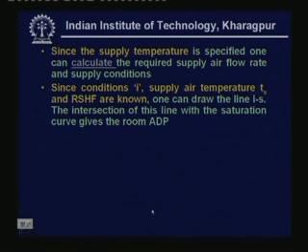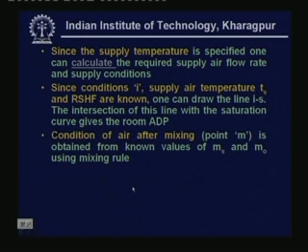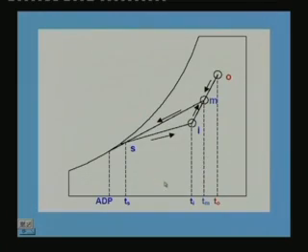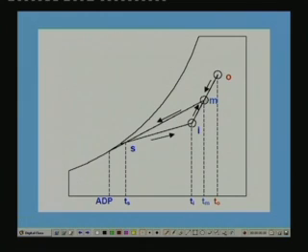One can draw the line IF from the known values of supply temperature and RSHF. The intersection of this line, as I have already told you, with the saturation curve gives the room ADP. The condition of air after mixing, that is point M, is obtained from known values of Ms and M naught using the mixing rule. Okay, so this again I have explained. Using the mixing rule, because we know the air flow rates and we also know these two conditions, we can find out this point.